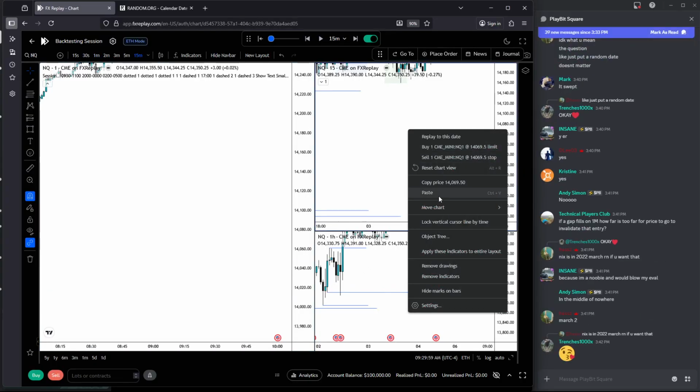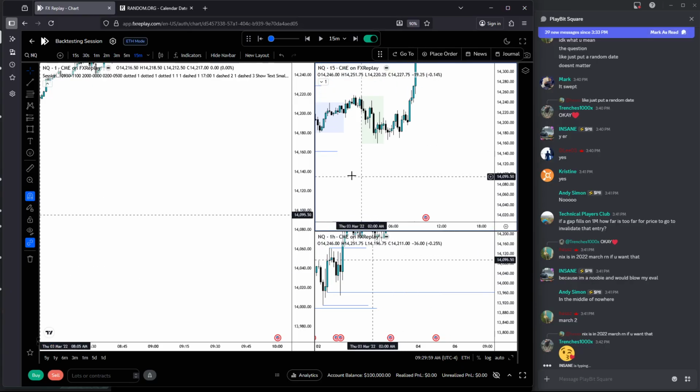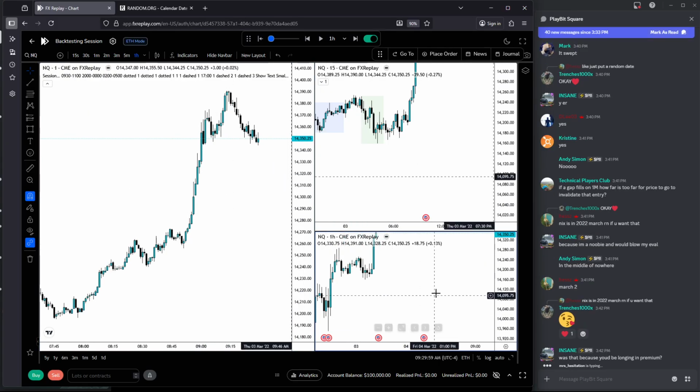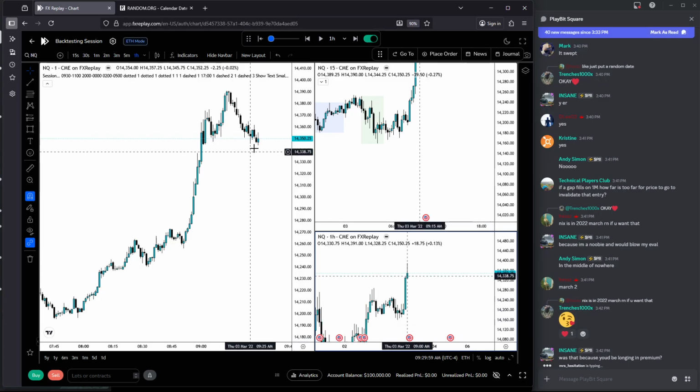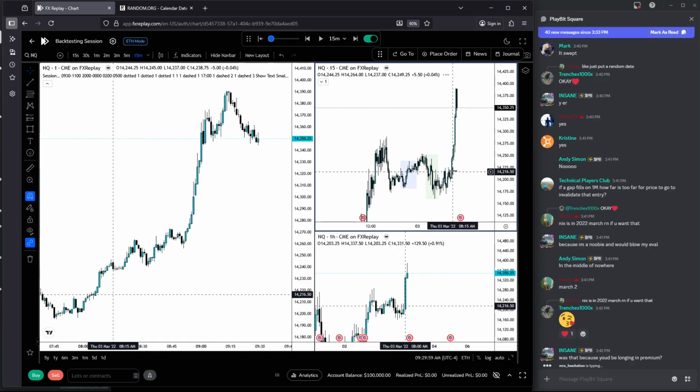Okay, refresh the chart, not copy price. Press the refresh button here. It's already refreshed. Reset chart here and remove drawings. Now we start again. No, we didn't. We haven't taken any trade on the account yet. Just wait. We haven't taken any trade on the account yet.